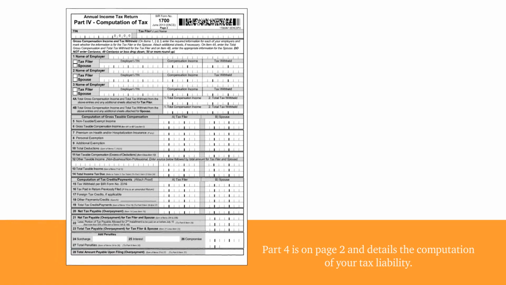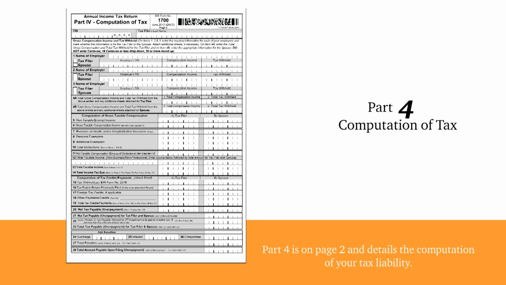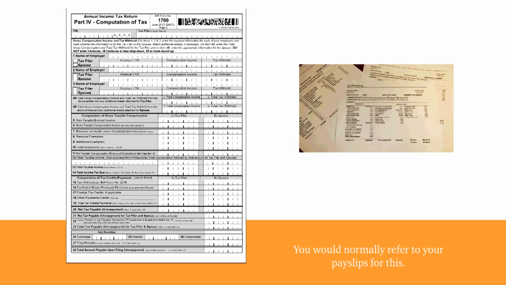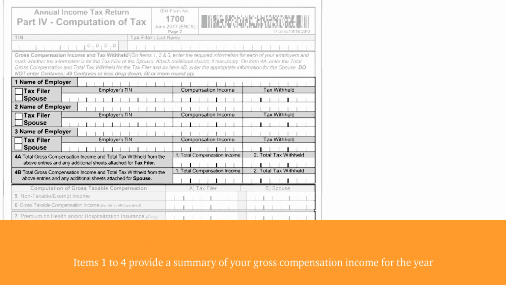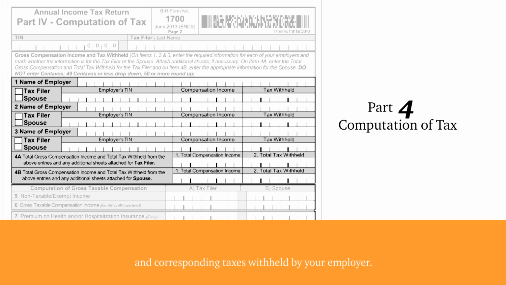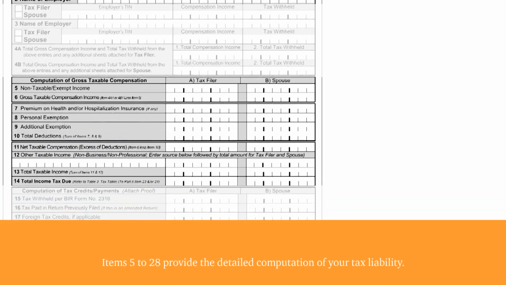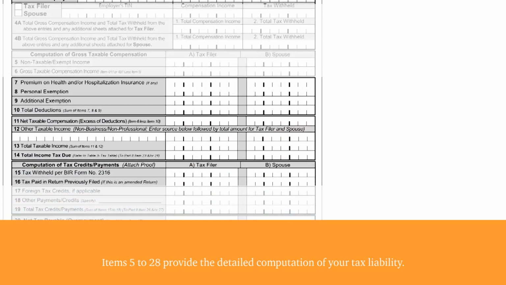Part 4 is on page 2 and details the computation of your tax liability. Therefore, you need to summarize all your earnings during the calendar year. You would normally refer to your payslips for this. Items 1 to 4 provide a summary of your gross compensation income for the year and corresponding taxes withheld by your employer. Items 5 to 28 provide a detailed computation of your tax liability.